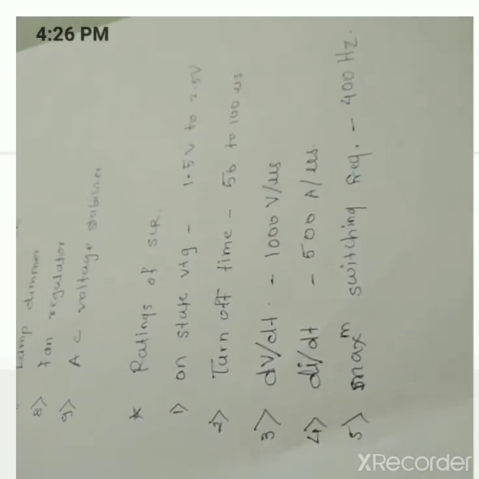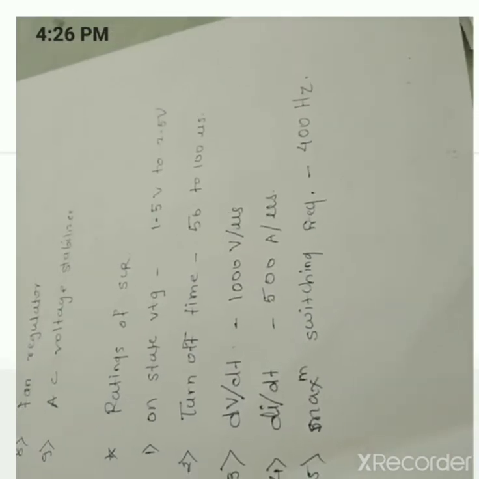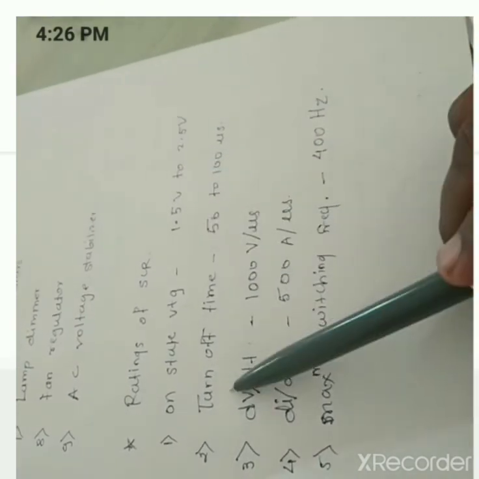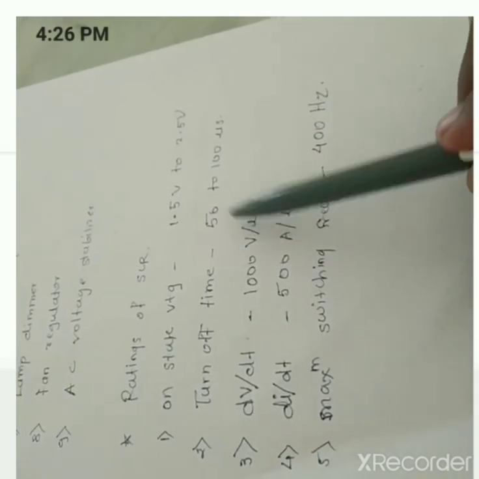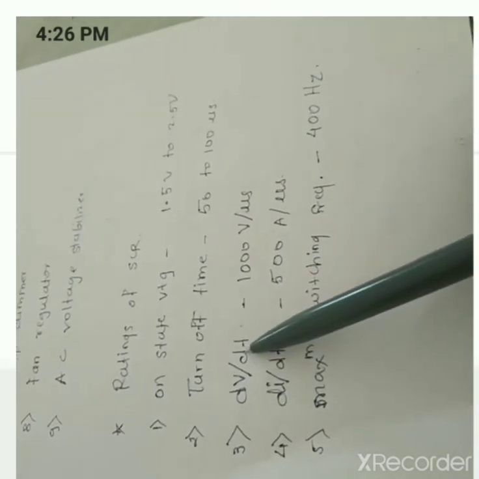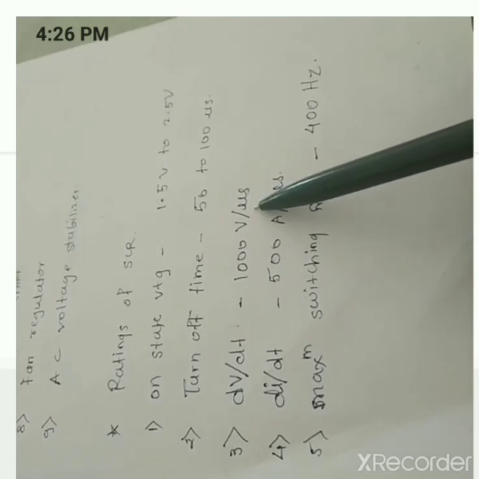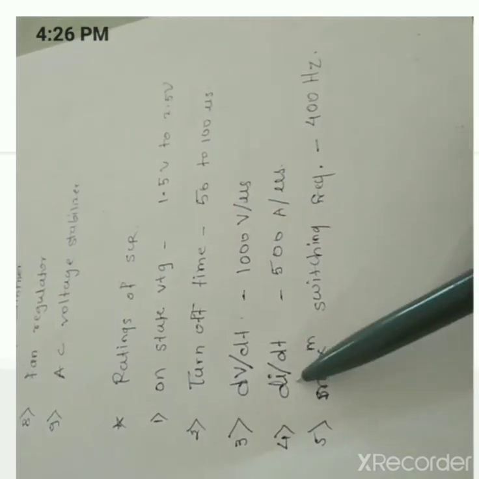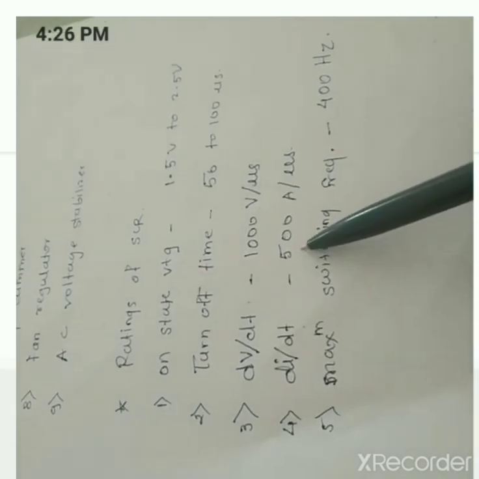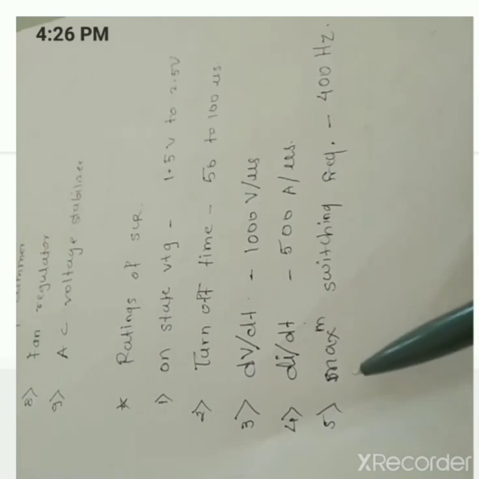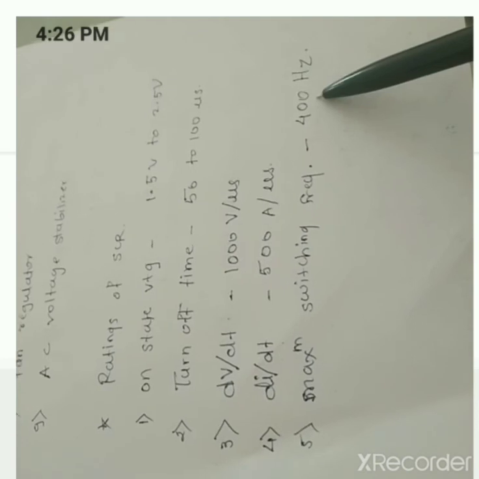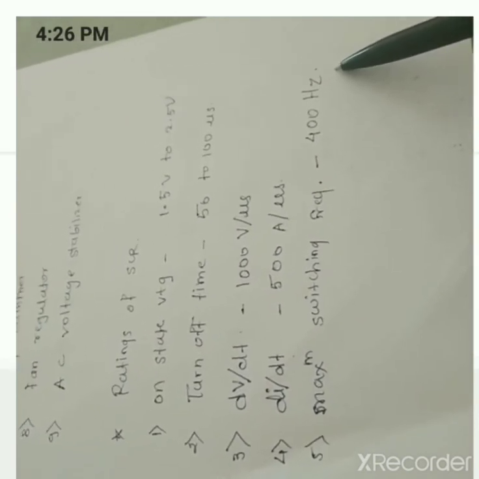See once again: on-state voltage should be between 1.5 and 2.5 volt. Next, turn off time should be between 50 and 100 microsecond. Then maximum change in voltage with respect to time is 1000 volt per microsecond. Maximum change in current with respect to time should be 500 ampere per microsecond, and maximum switching frequency will be 400 hertz. These are the ratings of SCR.